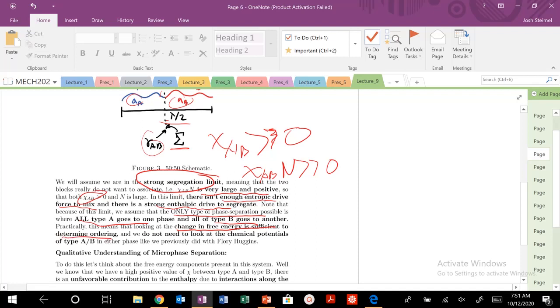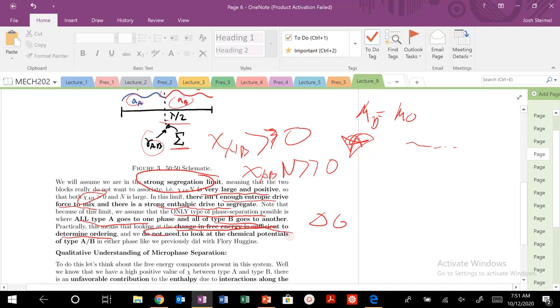We know that if I want to figure out the thermodynamic state of my system, the equilibrium state, I have to have my chemical potential in the disordered state equal my chemical potential in the ordered state to find that transition, when that occurs between my ordered state of that microphase separation versus the disordered state of just that mess. But if we assume that we're in the strong segregation limit and that there's only one type of phase separation possible, all A goes to one side, all B goes to the other, we could just look at the change in free energy, delta G, in this transition.